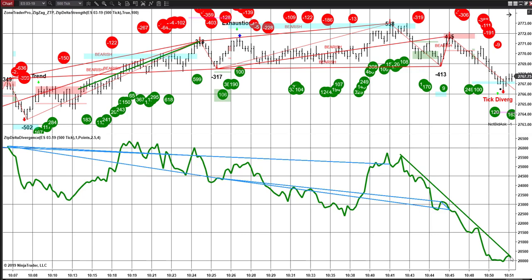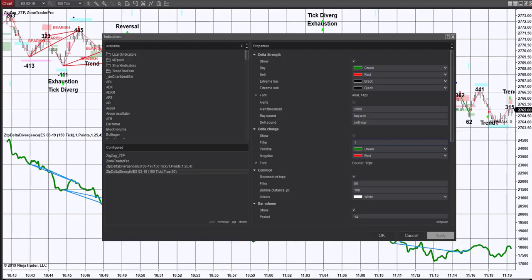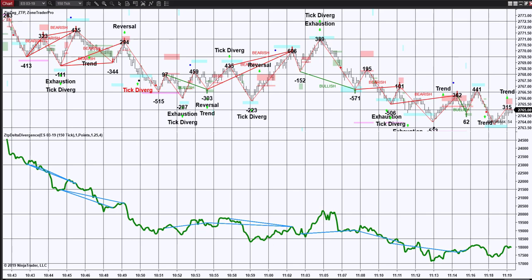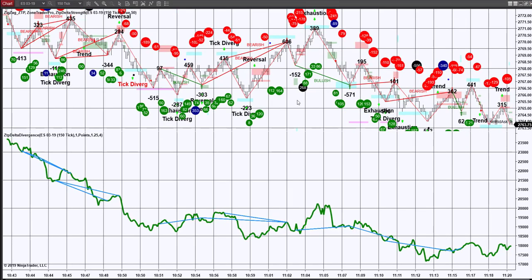The next thing I want to do is I want to put the delta strength back on the 150 tick chart, and this time I'm filtering it for a value of 50. And again, we have a lot of information on the chart, but it's a lot of need-to-know information if you're going to be making a trade.